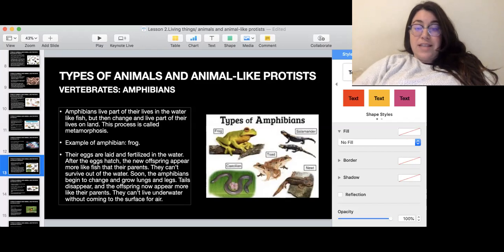They grow lungs and legs, and their tails disappear. And now the offspring starts to appear more like their parents. Then they can't live underwater without coming to the surface for air to breathe.